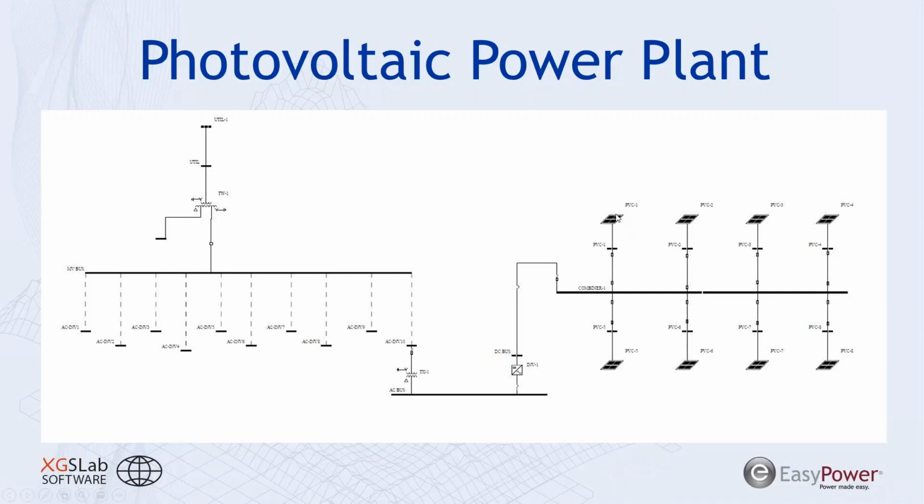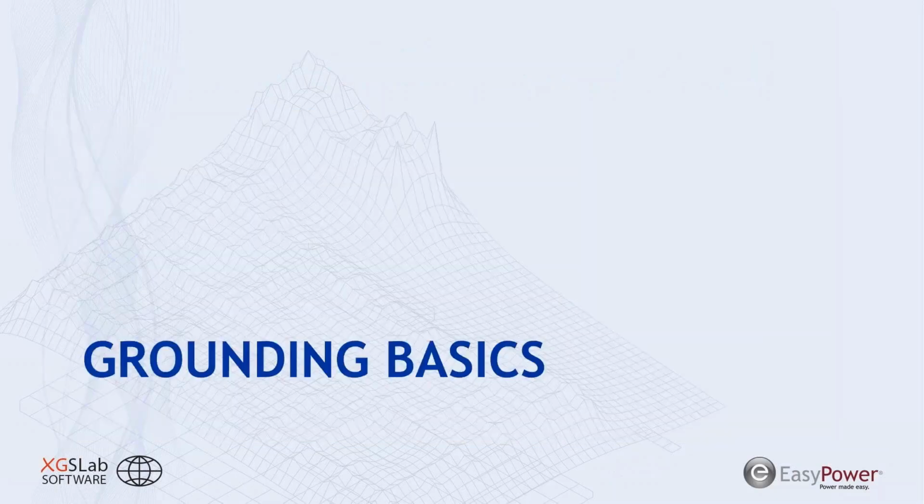One thing to note is that this inverter and the string of PV panels could be anywhere from 1 megawatt to 5 megawatts. And I would anticipate as technology improves, we could see that increasing to ever larger strings of panels. So let's talk about some of the grounding basics before we get into a photovoltaic grounding system.